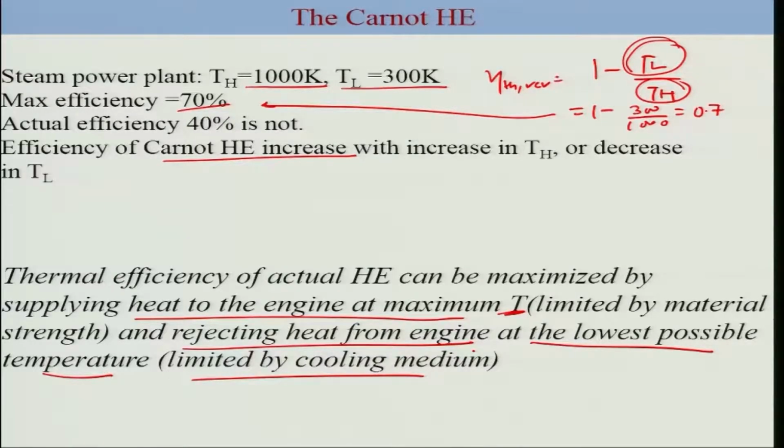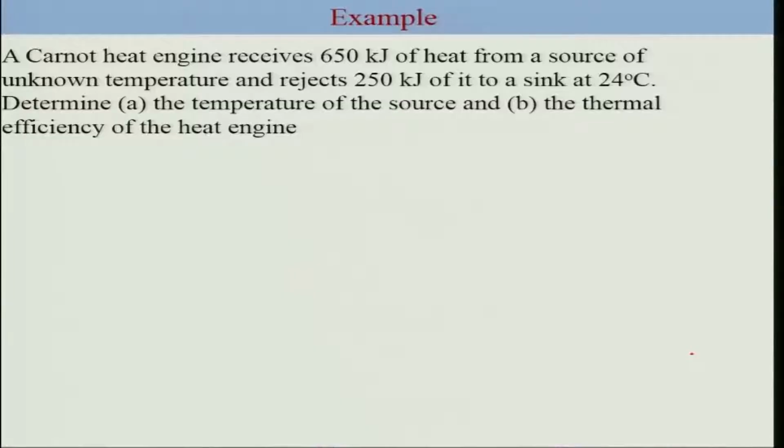Let me take an example to illustrate the learning of a Carnot heat engine. This is an example of a Carnot heat engine which receives 650 kilojoules of heat from a source of unknown temperature and rejects 270 kilojoules of it to a sink at 24 degrees Celsius. We have to determine the temperature of the source and the thermal efficiency of the heat engine.